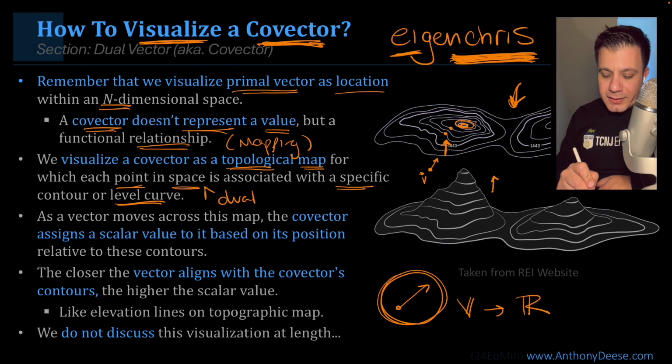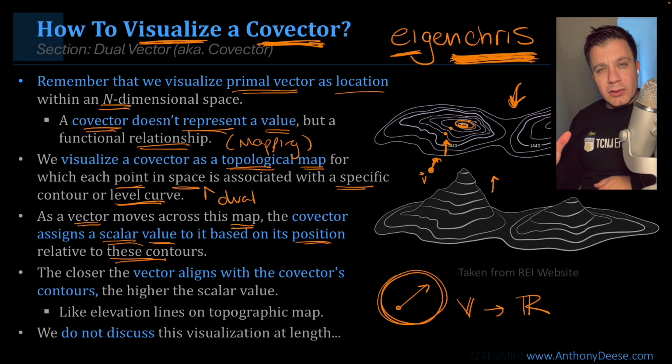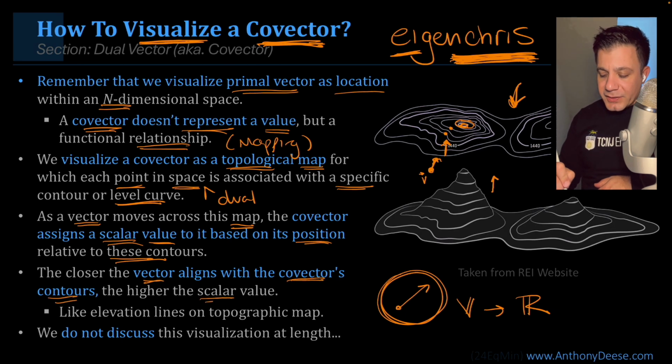So returning to the text here, as the vector, and this is what I tried to show here with the point, moves across this map, the covector assigns a scalar value to it based on its position relative to these contours. And so that's going to determine how much it's scaled. The closer the vector aligns with the covector's contours, the higher the scalar value will be, and that's indicated by these contour lines here. And this is similar to the elevation lines on a topographic map.